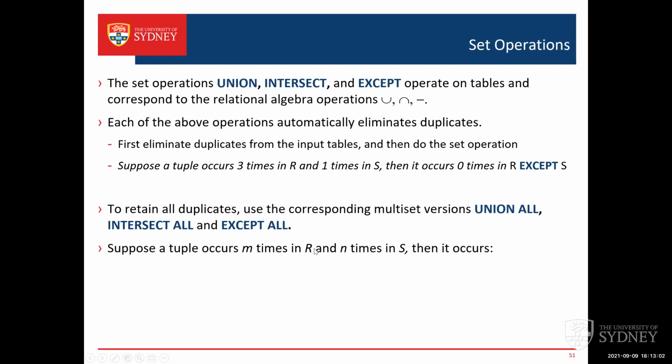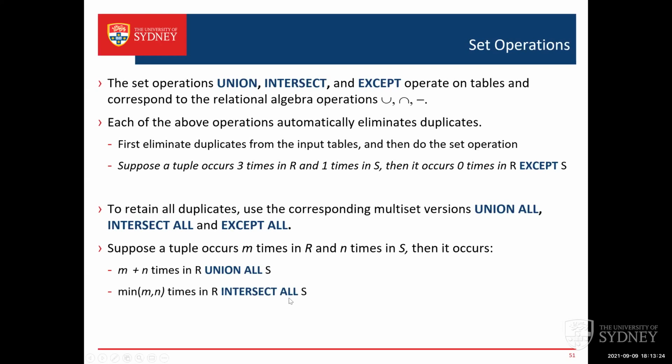So if in a table R we have a tuple m times, and in S we have that tuple n times, then if we run R union all S, it will keep all of the copies. So m plus n times, you will get that tuple in the result.